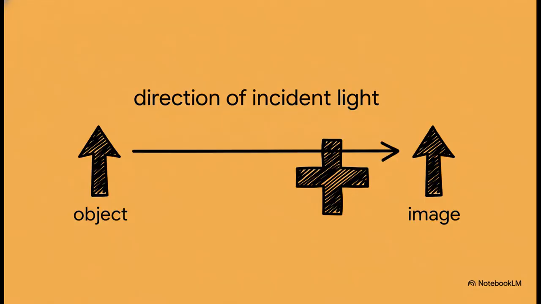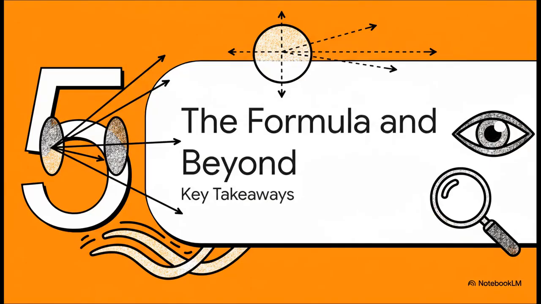But what does that little plus sign actually tell us? Well, remember our rule. Positive means in the direction of the light. So this tells us the image isn't on the same side as the object at all. It actually forms 100 centimeters inside the glass, on the other side. See? Our formula didn't just spit out a number. It gave us a precise location. It works.